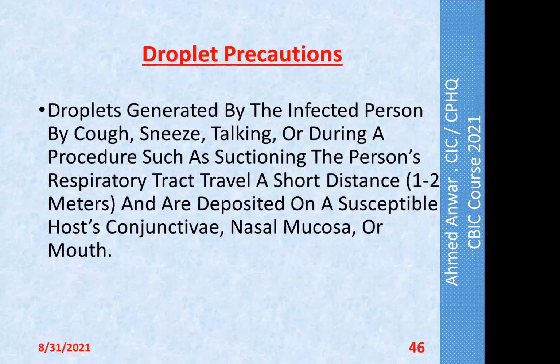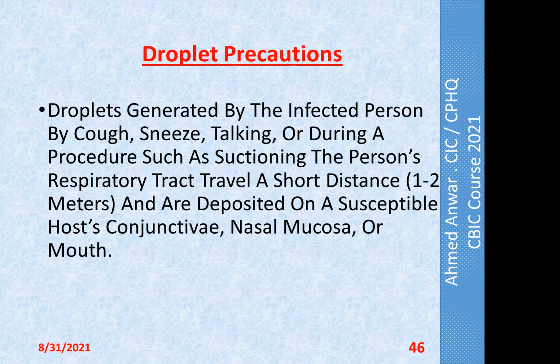For droplet precautions, the droplets are generated by the infected person by coughing, sneezing, or talking, or during procedures like suction of a person with a respiratory tract infection. These droplet microorganisms can be transferred within 1 or 2 meters and can hang in the air for a short time and then settle on the surface. These particles are bigger than 5 microns, so they can't hang for a long time or be transferred over a long distance. This is the difference between droplet and airborne precautions.